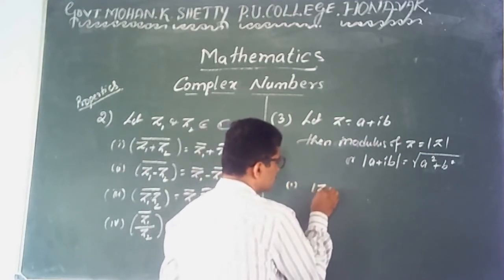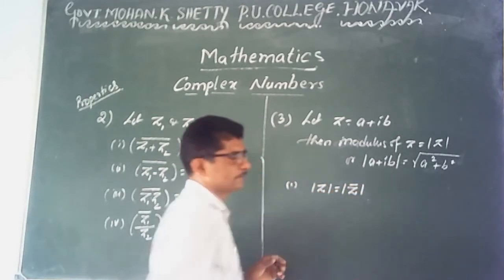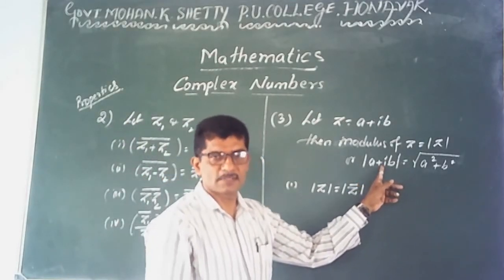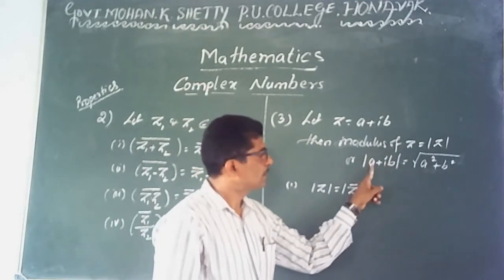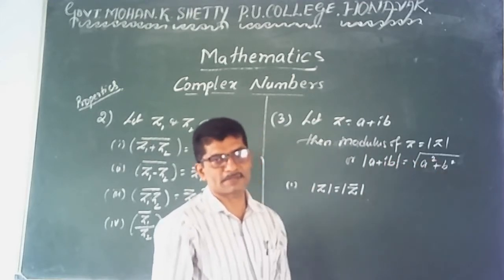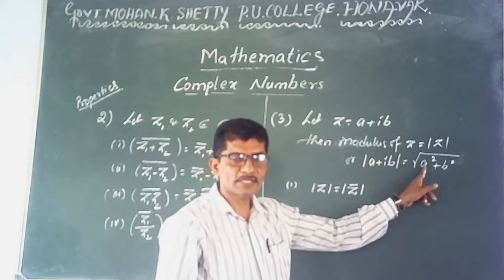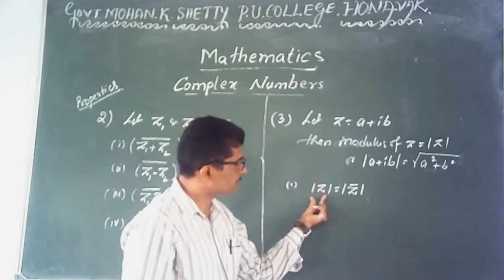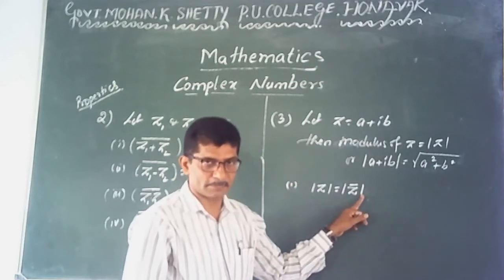Modulus of z is always equal to modulus of z bar. Either the imaginary part is positive or negative, its square is always positive. The modulus of a plus ib is exactly a squared plus b squared, and the modulus of a minus ib is also a squared plus b squared. Therefore, the modulus of z is always equal to the modulus of z bar.